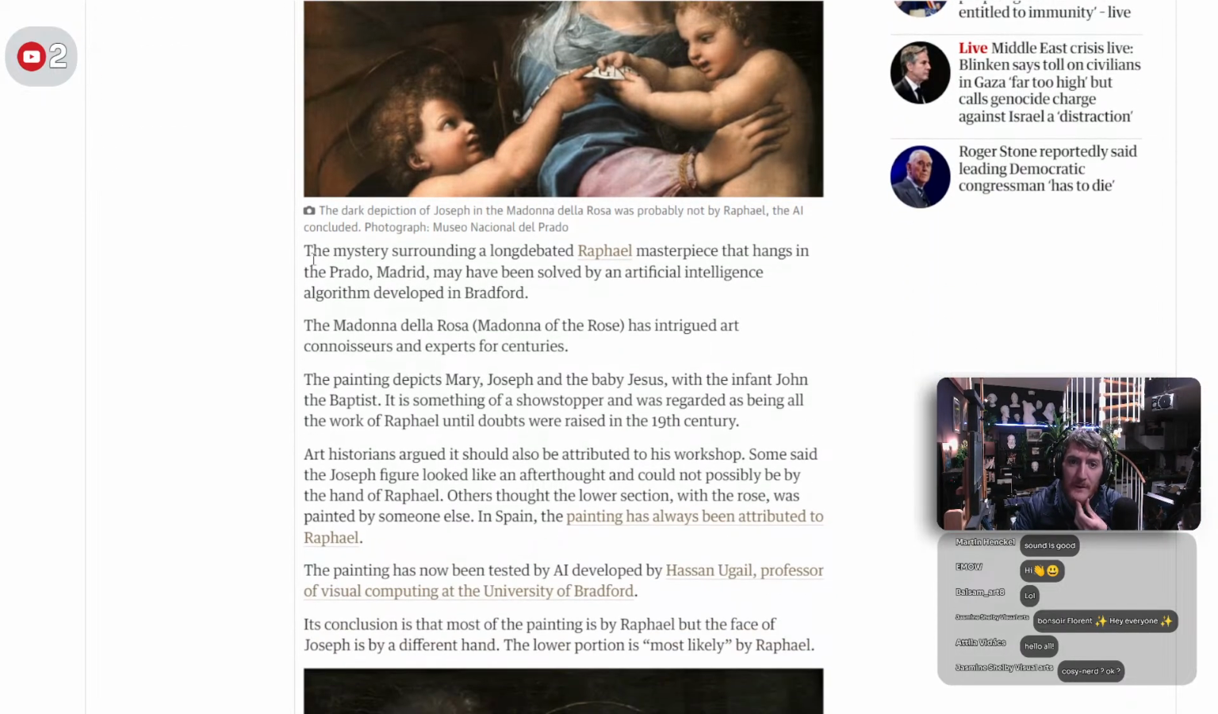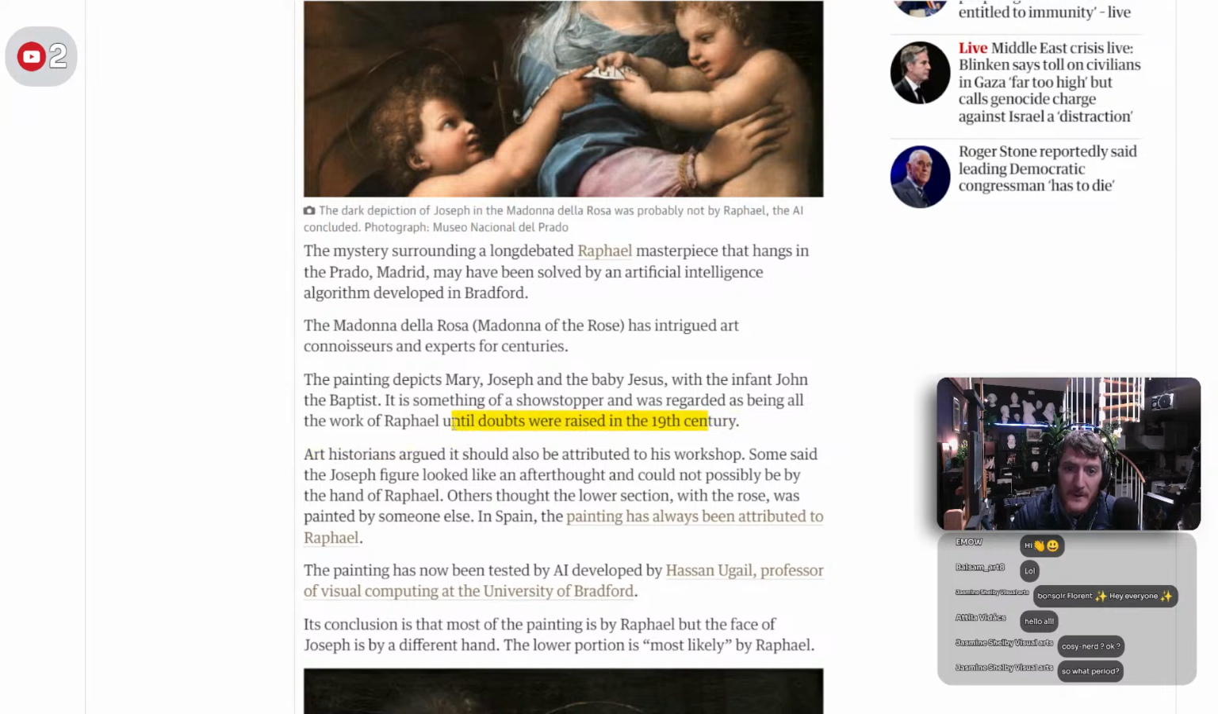So the mystery surrounding a long debated Raphael masterpiece that hangs in the Prado Madrid may have been solved by an AI developed in Bradford. The Madonna della Rosa has intrigued art connoisseurs and experts for centuries. The painting depicts Mary, Joseph, and the children, until doubts were raised in the 19th century. Art historians argued it should also be attributed to his workshop.